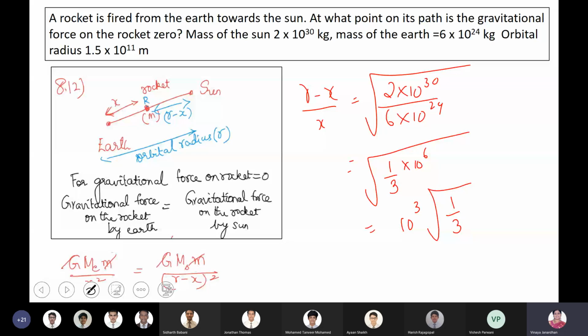So how will I be able to do this? Square root of 1 by 3, what is square root of 1 by 3? It's 0.57.